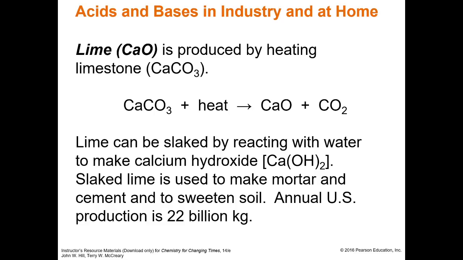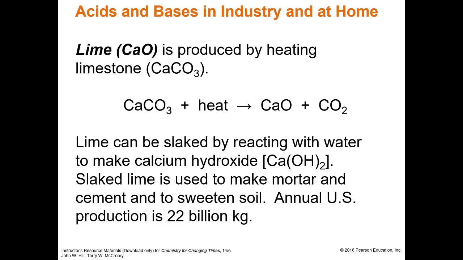Lime, calcium oxide, is produced by taking limestone, which is calcium carbonate, and heating it. Under enough heat, the calcium carbonate releases CO2 into the atmosphere, leaving behind calcium oxide, which is lime. Lime can then be slaked by reacting with water to make calcium hydroxide, as we showed you before.